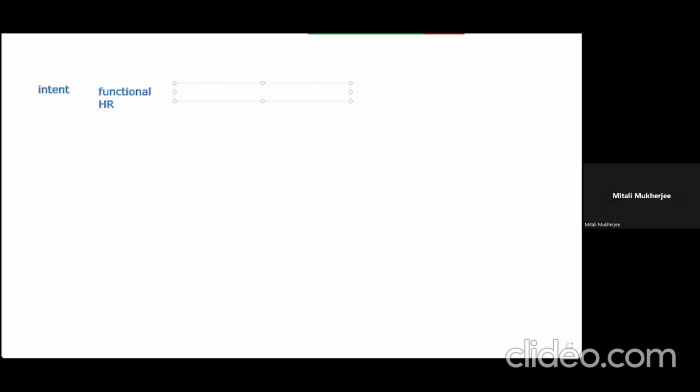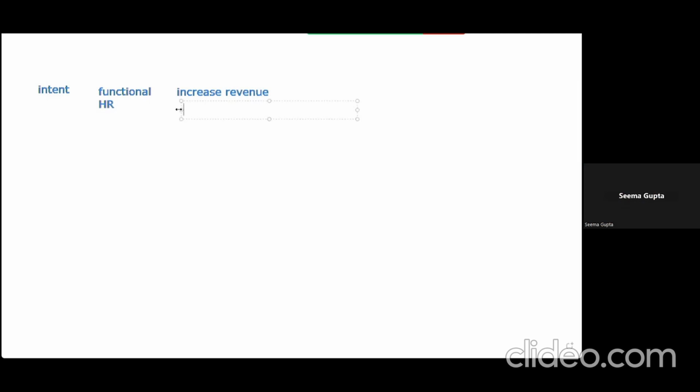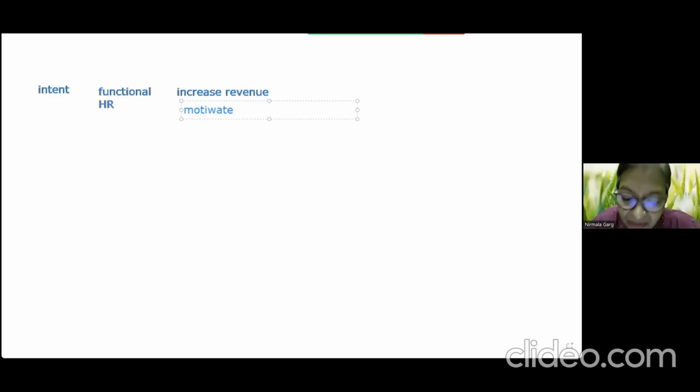To increase the sales, increase revenue, company revenue. Right. What could be from the HR perspective? Retention. To motivate the employee to retain. Absolutely, motivate, and even retention.